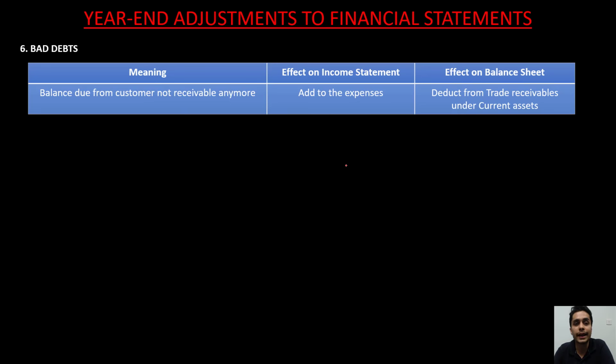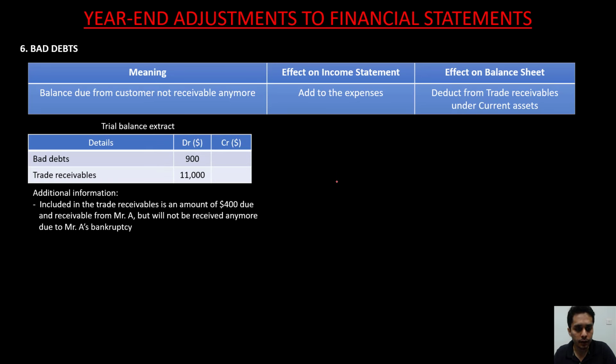It will be shown as an expense in the income statement, and bad debts amount reduces the amount that we will receive from our debtors. So in the balance sheet, we'll have to reduce it from our amount of debtors or amount of trade receivables. Now let's have a look at the example.